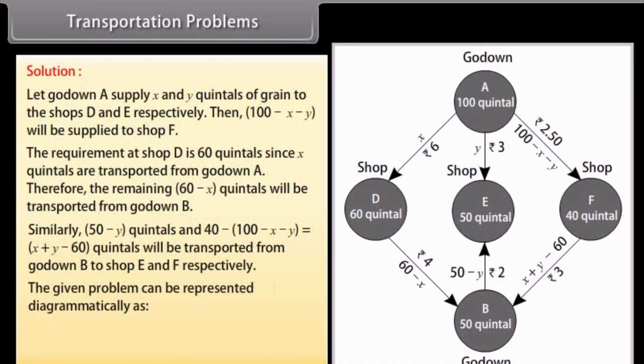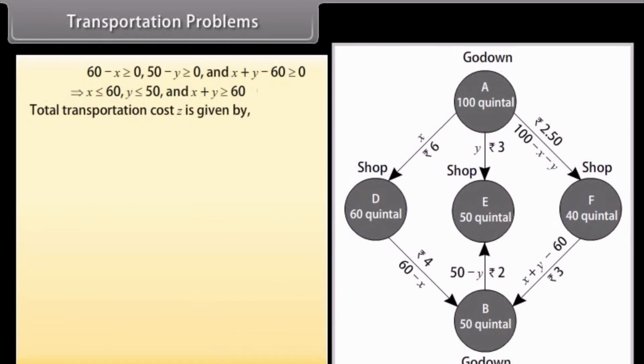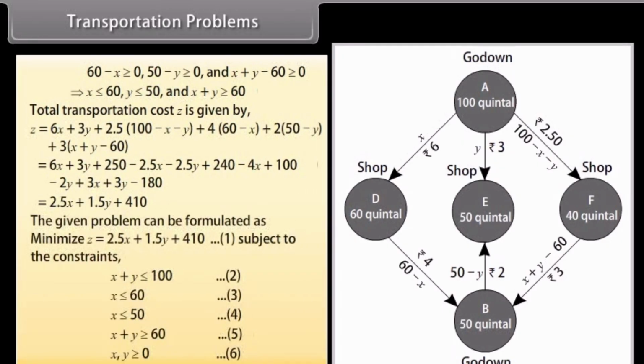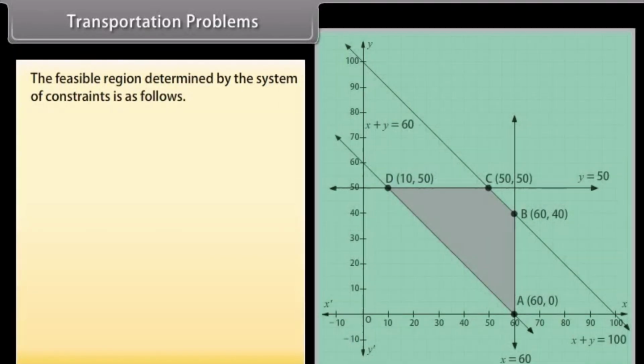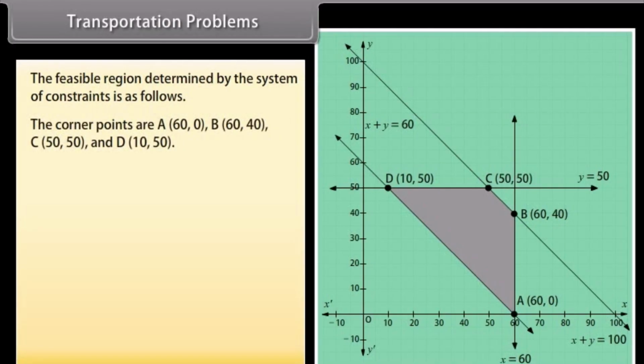The given problem can be represented diagrammatically. Total transportation cost Z is given by the following. The given problem can be formulated as minimize Z equals 2.5x plus 1.5y plus 410. Mark it as equation 1, subject to the constraints. The feasible region determined by the system of constraints is as follows. The corner points are A (60, 0), B (60, 40), C (50, 50) and D (10, 50).